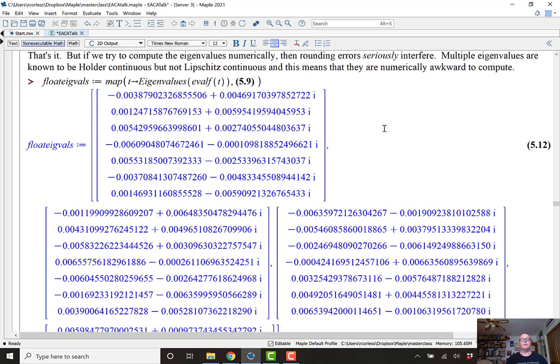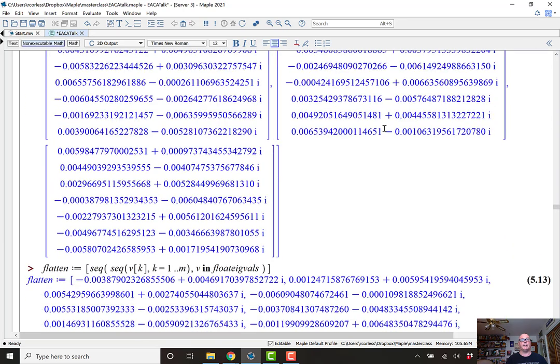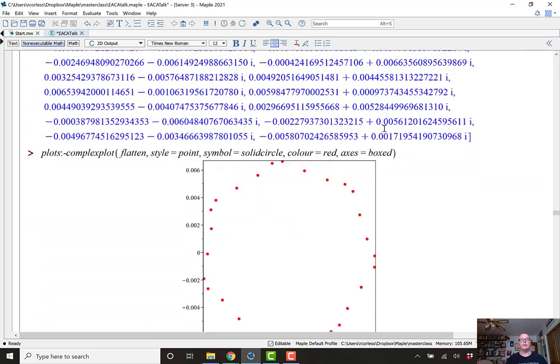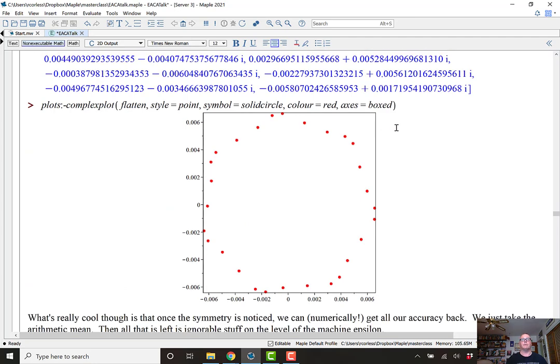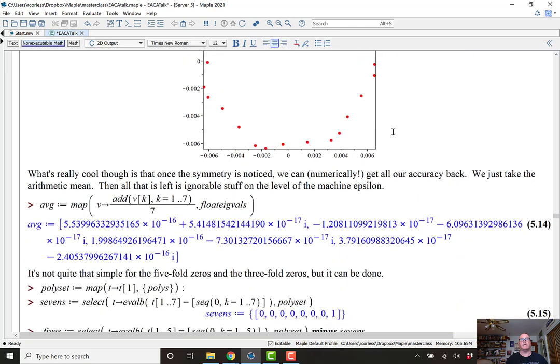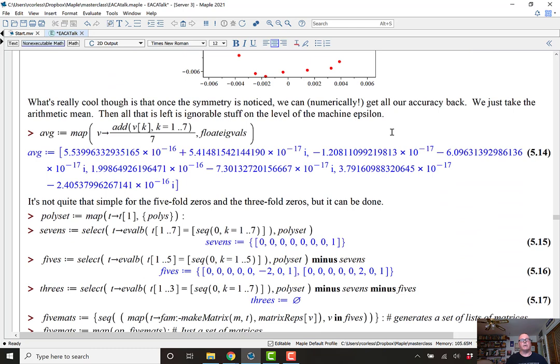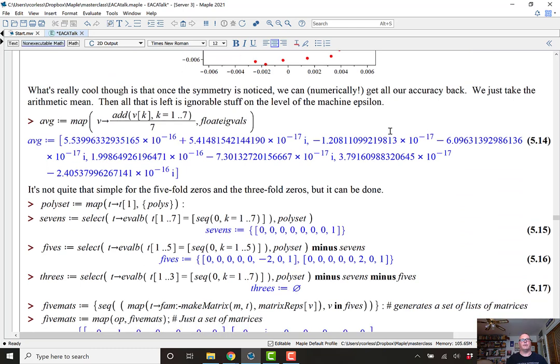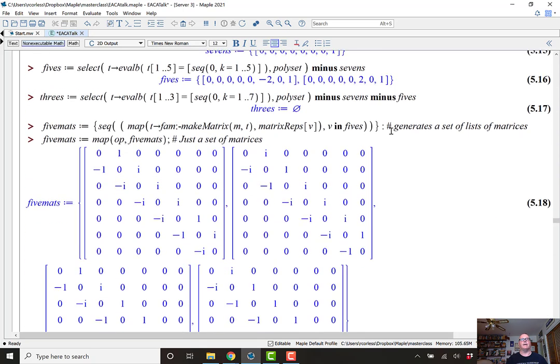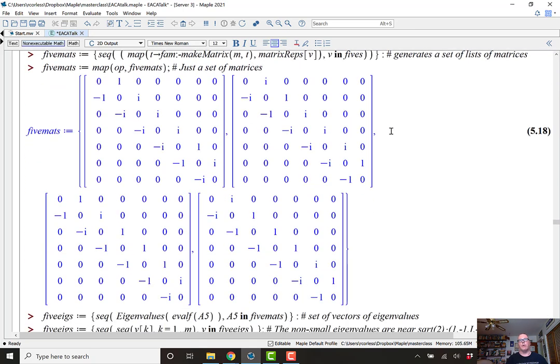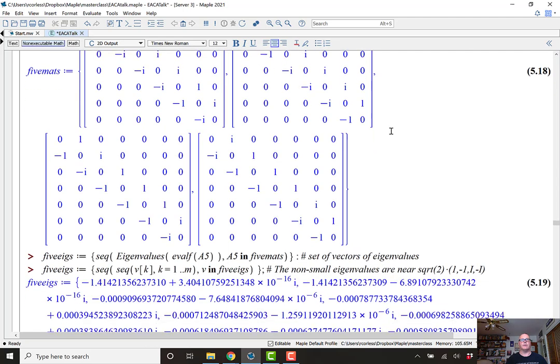Here's the eigenvalues of those matrices, bang, bang, bang, and we plot them all, and there you've got the 7-fold symmetry again. Once the symmetry is noticed, we can get all our accuracy back. Just average. Take the arithmetic mean of these things, and all the rounding errors go away, and we've got just machine epsilon there. You can do the same thing for the 3-fold and the 5-fold zeros. It's a little bit more awkward to do that, but you can. You can find the matrices which give you all the 5-fold eigenvalues and so on.